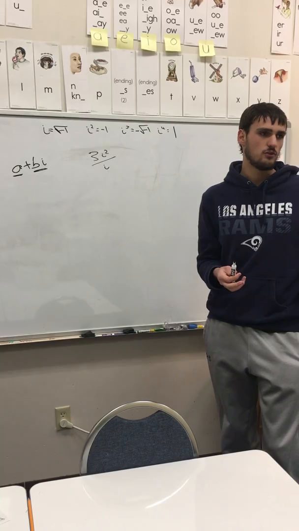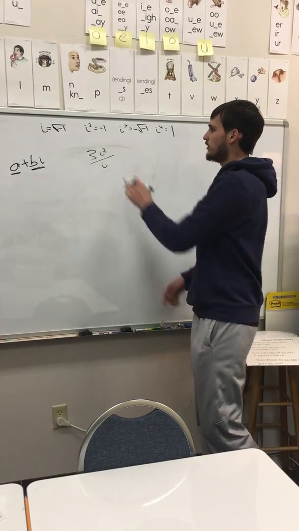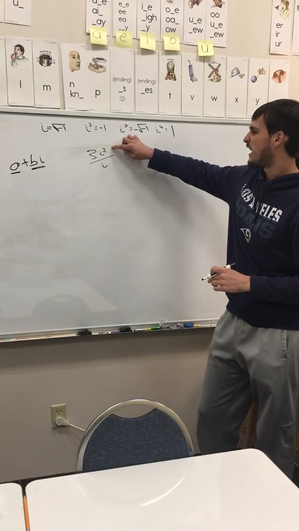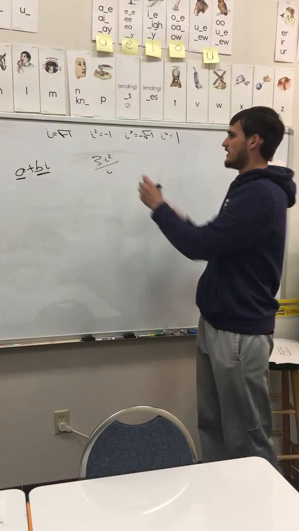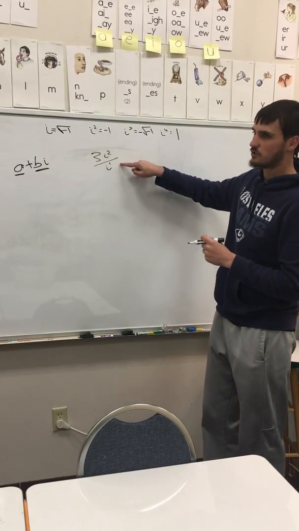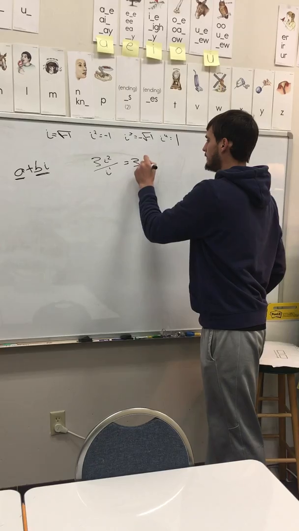I'll do an example for you, and then I'll have you guys tell me how to do one. For this one here, you treat it just like you're dividing variables. So i squared divided by i to the first, you just subtract the powers, and you get 3i.